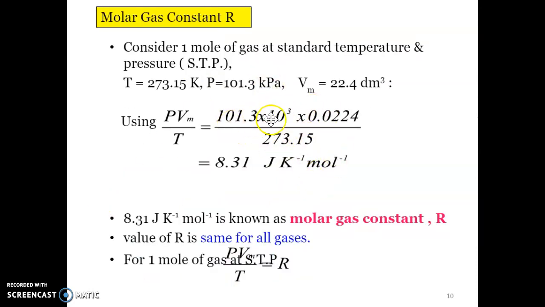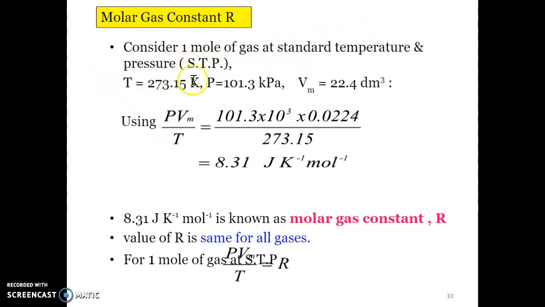Okay, so just now, we have this equation: PV over T is equal to this value, 8.31. So 8.31 is known as the molar gas constant R. And bear in mind, this value of 8.31 is acquired from the substitution of the values of P, V, and T at standard temperature and pressure.